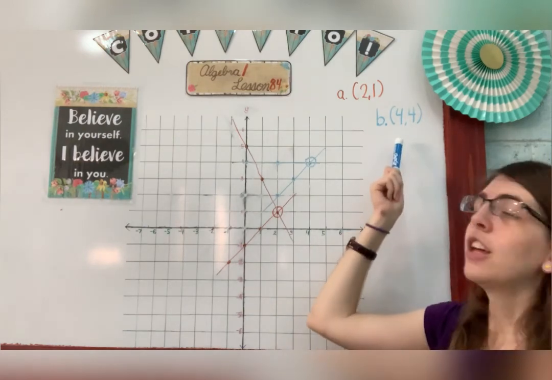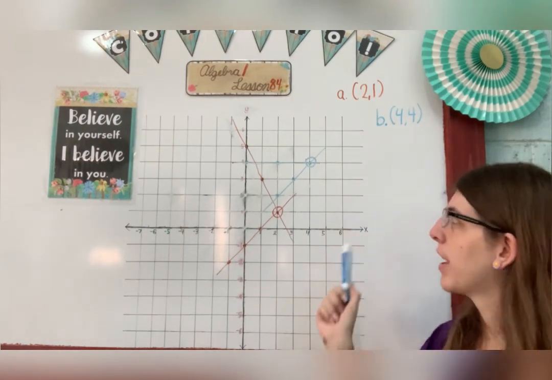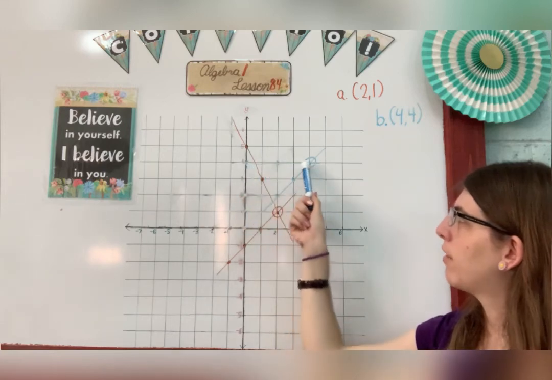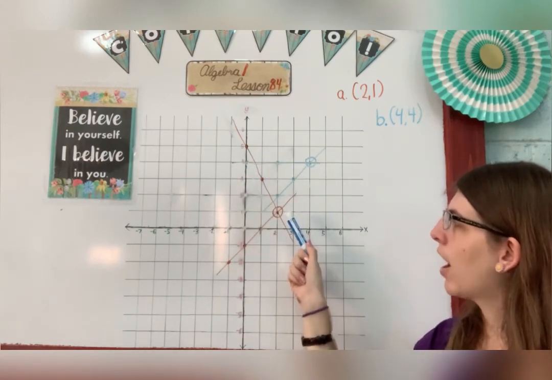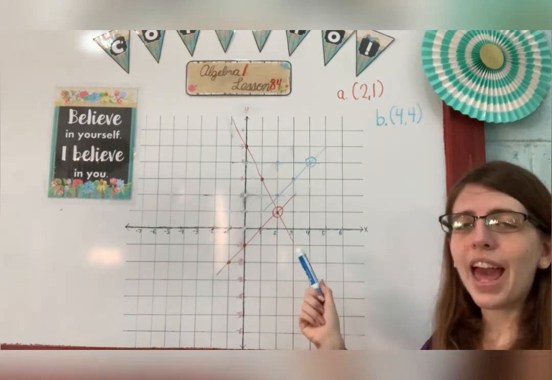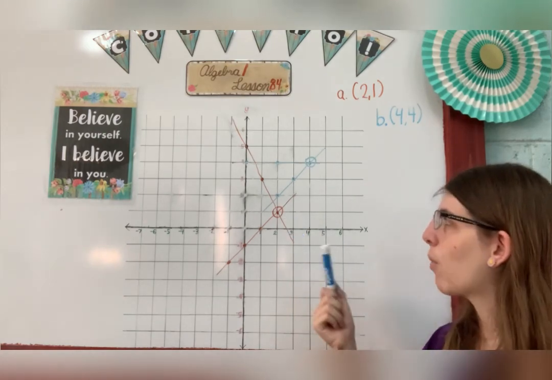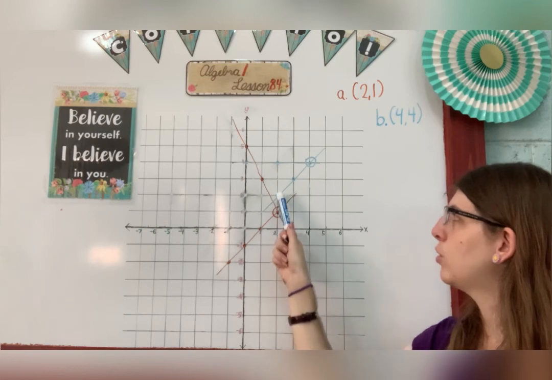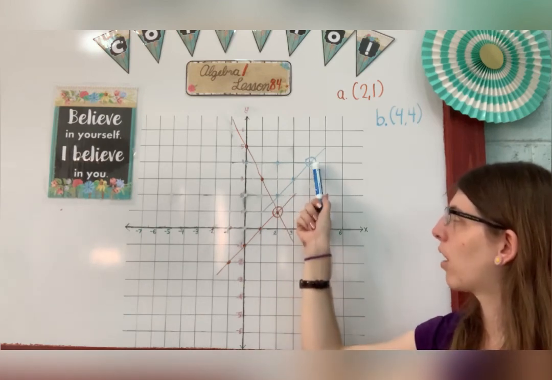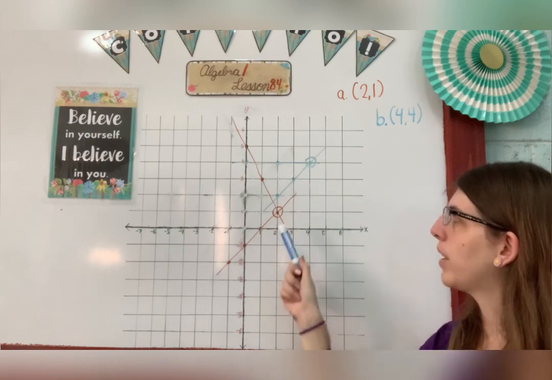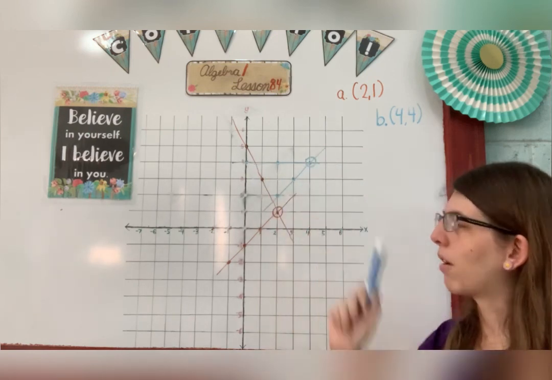Then letter B, your solution is (4, 4). Y is 4, so you have a horizontal line across the 4. Then your other one is y equals x. So whatever x is, y is the same thing. So if x is 2, y is 2. If x is 3, y is 3. If x is 4, y is 4. So they intersect here at the point (4, 4).